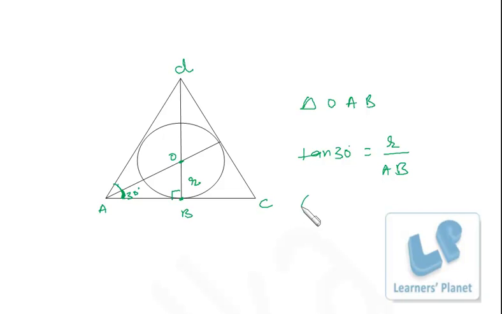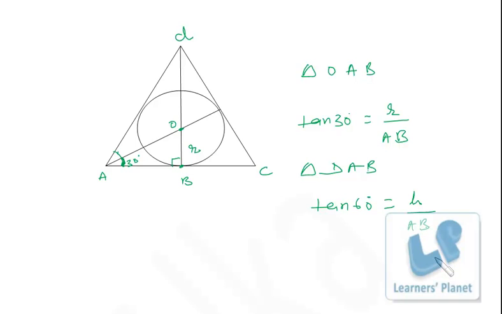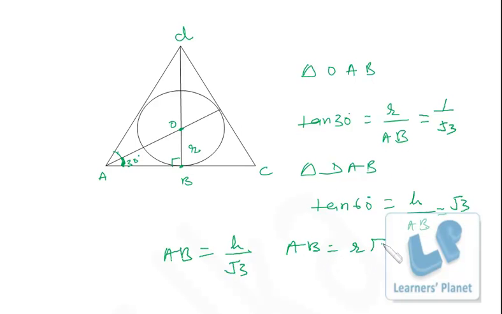And if now we take triangle DAB, this entire angle is 60 degree, so tan 60 degree is equal to height of the triangle by base AB. Here we can equate AB. Tan 30 degree is equal to 1 upon root 3 and tan 60 degree is equal to root 3. So here AB is equal to h upon root 3 and over here AB is equal to r root 3.